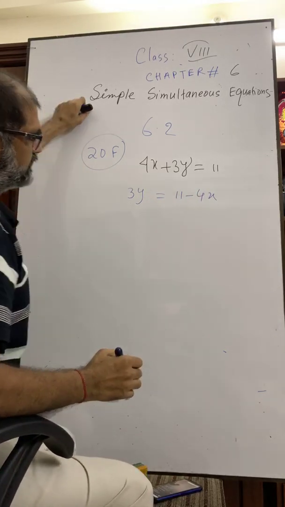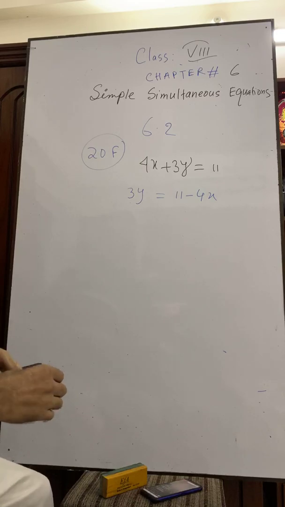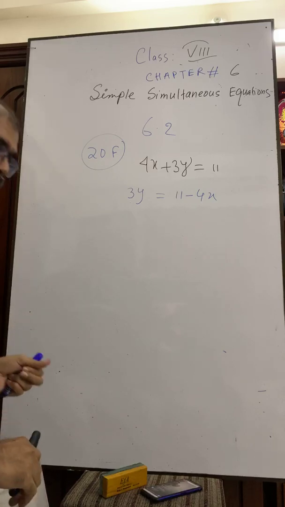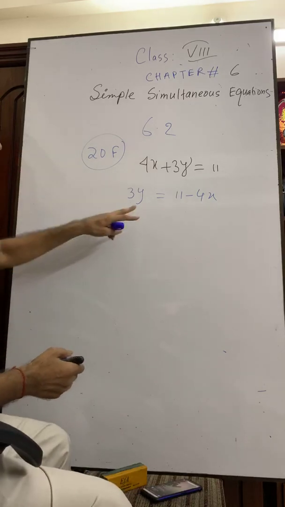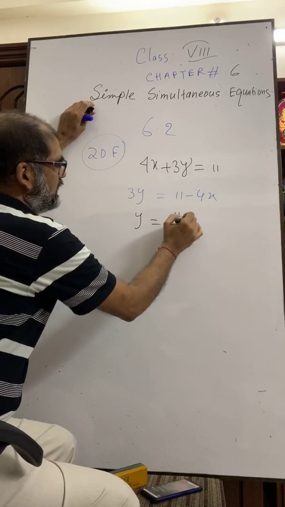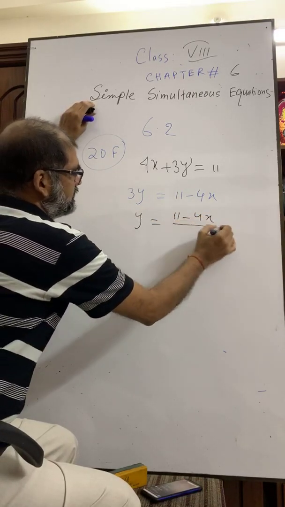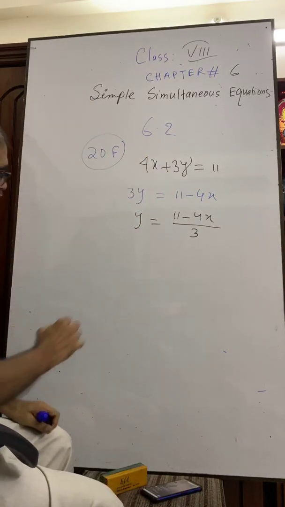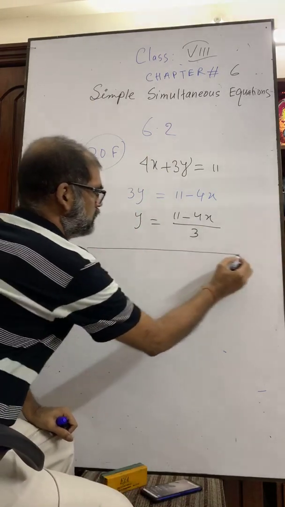My dear students, 6.2 question number 20. In all the maths, what will you do? You will always find the value of y. That is y equals (11 minus 4x) by 3. Okay, now you see what I am going to do.